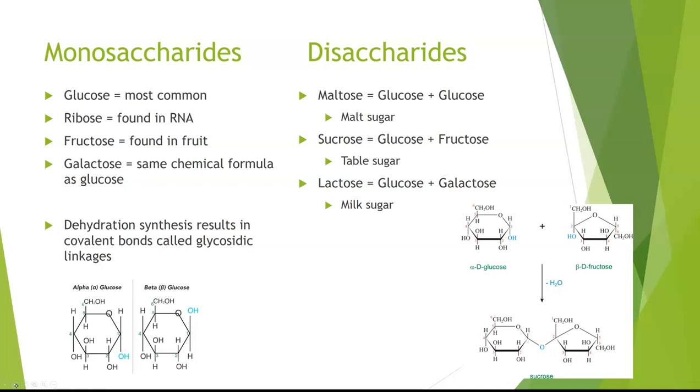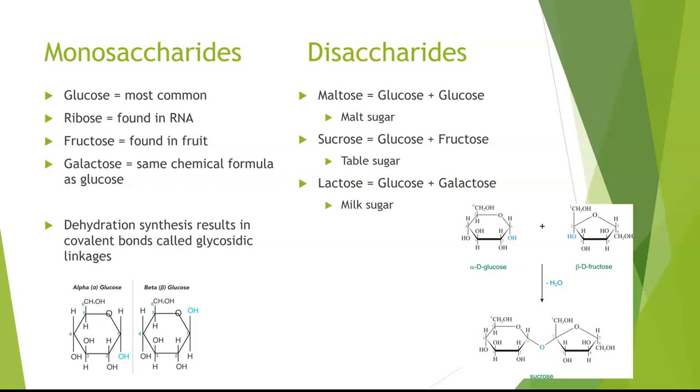Monosaccharides. Glucose is the most common one, right? Mono means 1. Ribose is another example of a monosaccharide. This is the sugar that's found in RNA, ribonucleic acid. Fructose is the monosaccharide found in fruit. And then galactose is another one that we won't talk about very often, but it actually has the same chemical formula as glucose. So it is C6H12O6, but in a different arrangement.